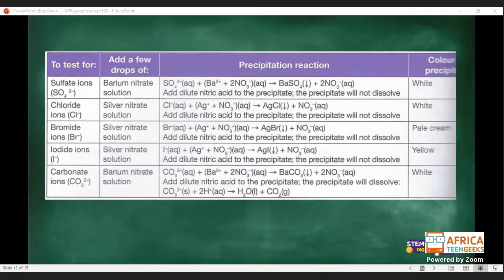Miss P, I don't know. I'll have to check for you. All right. So guys, I'm going to simplify this table for you.